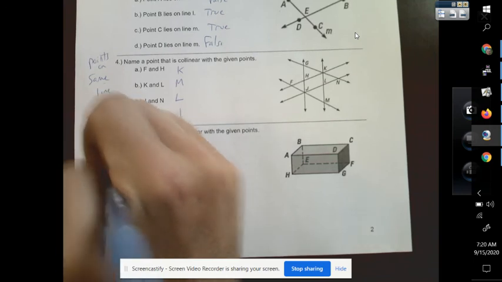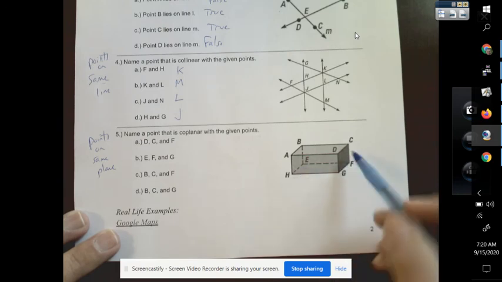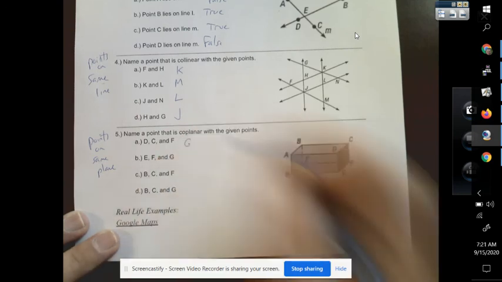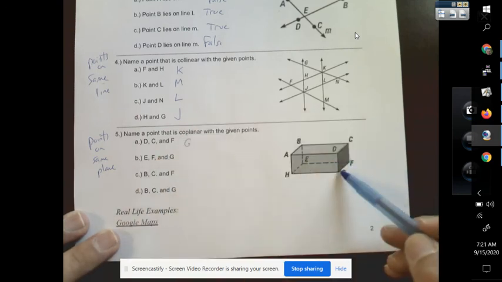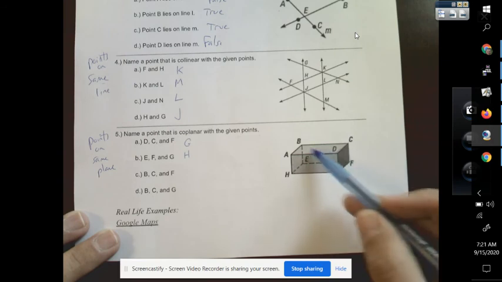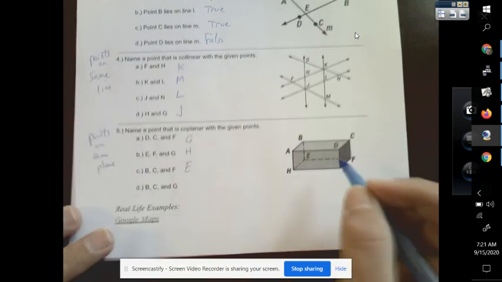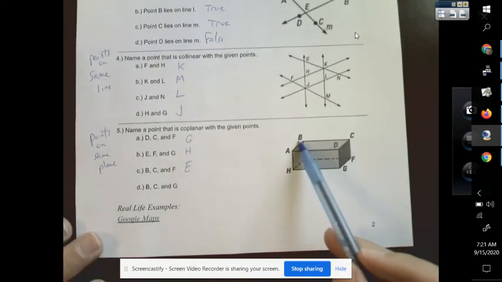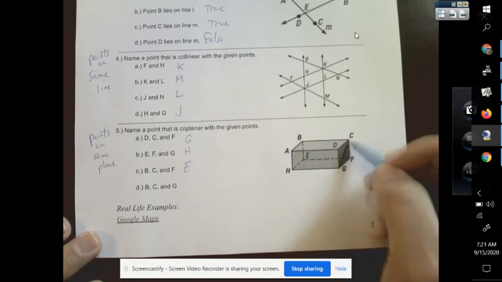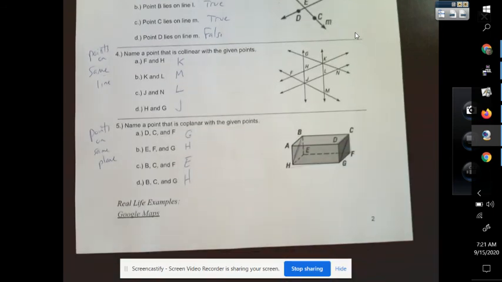So D, C, and F. I like to see the one that completes the box for the most part. D, C, F. This little box over here, point G. E, F, and G, close the box, E, F, G, H. B, C, F, we're in the back now, B, C, F, E. Here's the tricky one. B, C, G. You just told us to complete the box. B, C, G, it slides down to the front. So slide down the front, the other side, H. It's like a diagonal cut.